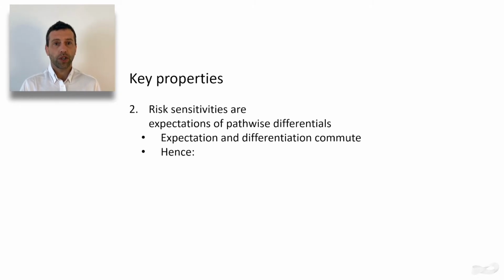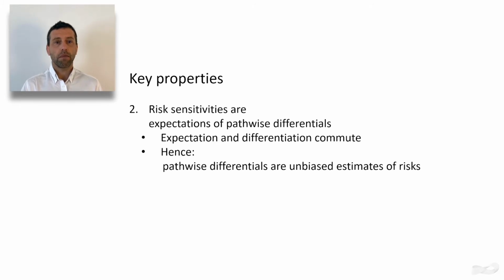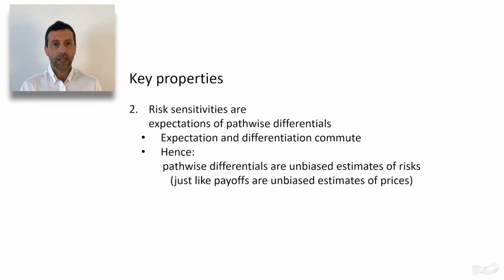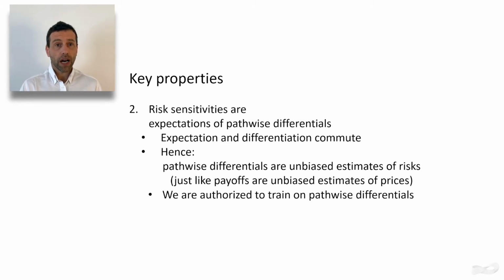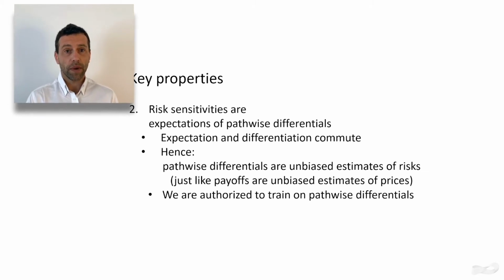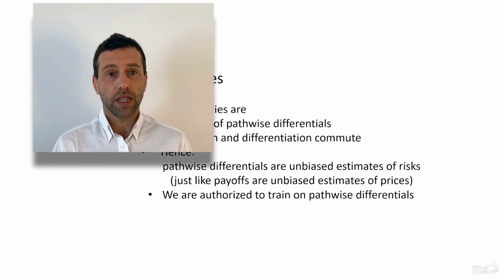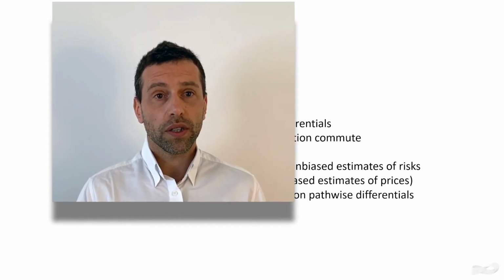This is assuming appropriate smoothing, which is standard practice in capital markets. Importantly, this means that pathwise differentials are unbiased estimates of true risks, just like payoffs are unbiased estimates of true prices. By the same argument we have seen for payoffs, this means that pathwise differentials qualify as training labels. We are authorized to train approximators by minimization of the MSE between predicted sensitivities and pathwise differentials, with guaranteed convergence towards a pricing function with correct risk sensitivities.